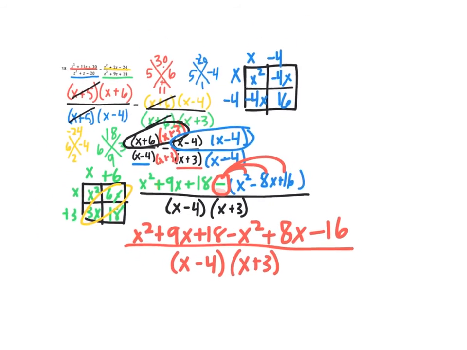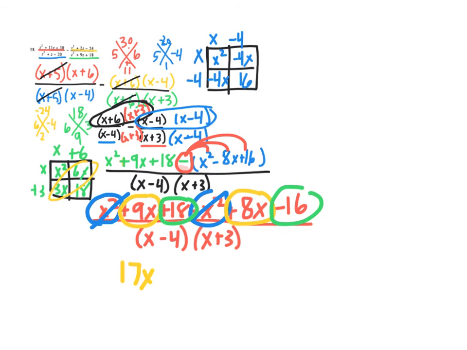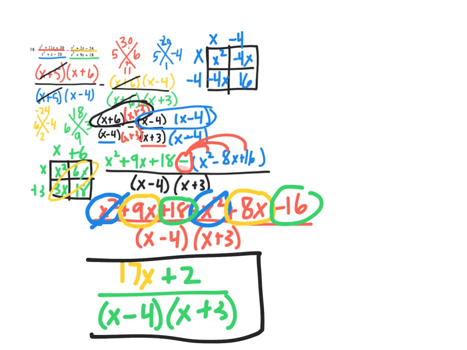Again, I'm going to zoom out again. We're going to combine our like terms on top. Hopefully some stuff cancels out. I see a positive x squared and a negative, so those guys are going to cancel. Then I see a positive 9x and a positive 8x, so that gives me 17x on top. And then we have an 18 and a negative 16. If I do 18 minus 16, I get 2, so plus 2. All of that is divided by x minus 4 times x plus 3. I don't see anything else I can simplify, so this should be your final answer.